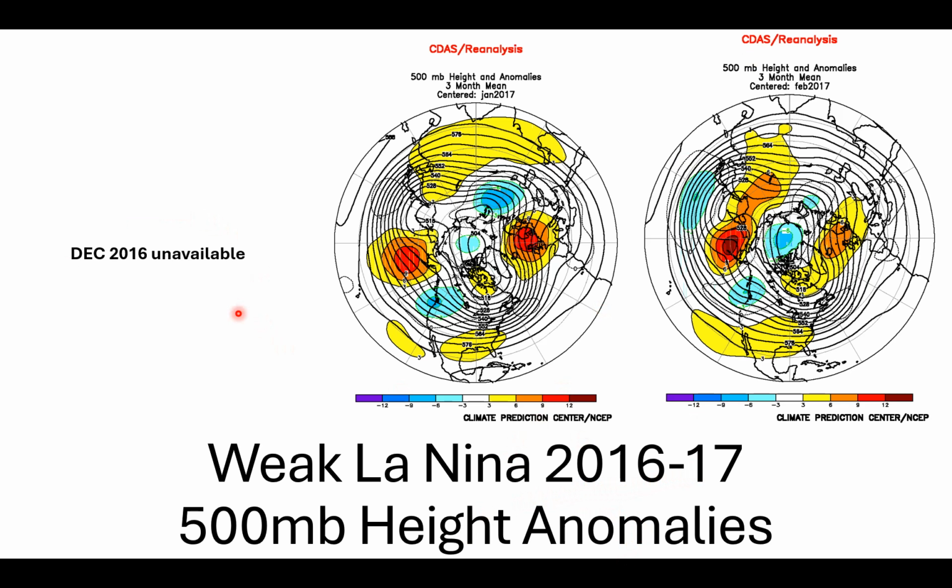Here were the 500 millibar height anomalies in that weak La Nina winter of 16-17. December 16th is unavailable, unfortunately. I couldn't get that. The website just wasn't loading it. But January of 2017 is here in the center.